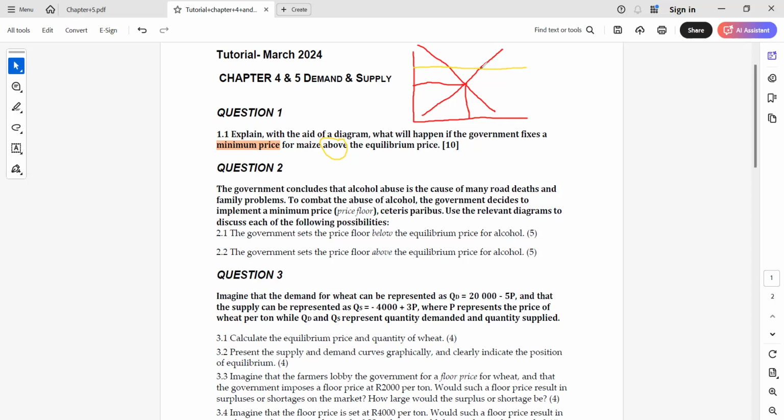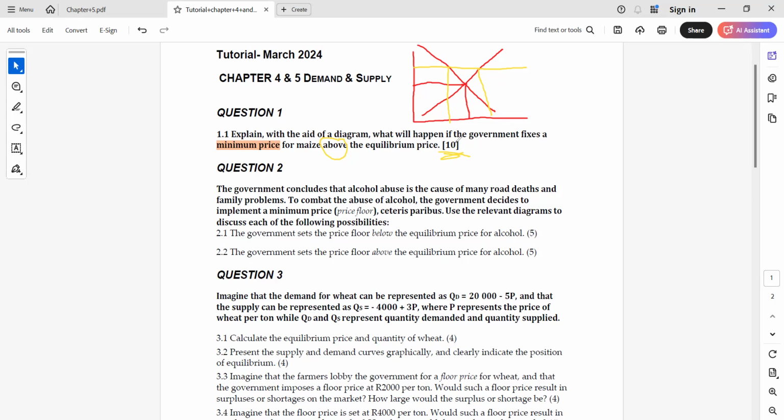I'm just going to explain. You guys will know how to explain this in order to get the 10 marks, maybe in a test. But I'm just going to explain for now so that you understand.